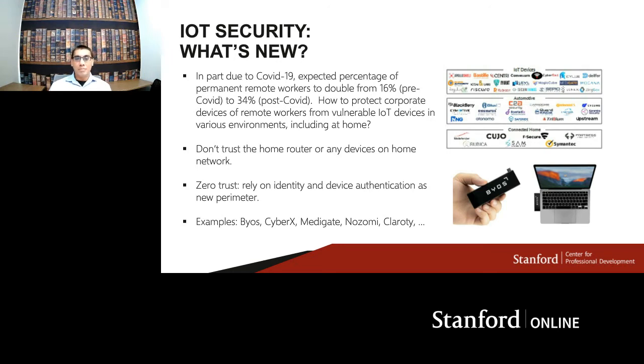And even when the world returns to some semblance of more normalcy, the expectation is that there's still going to be many more remote workers than there was before. Now, how does that have anything to do with IoT security? Well, you've got people working at home. They've got their corporate devices now on their home network, and they also have a lot of these IoT devices. They're Amazon Alexas and other devices on their home network, some of which could be vulnerable and could get hacked.